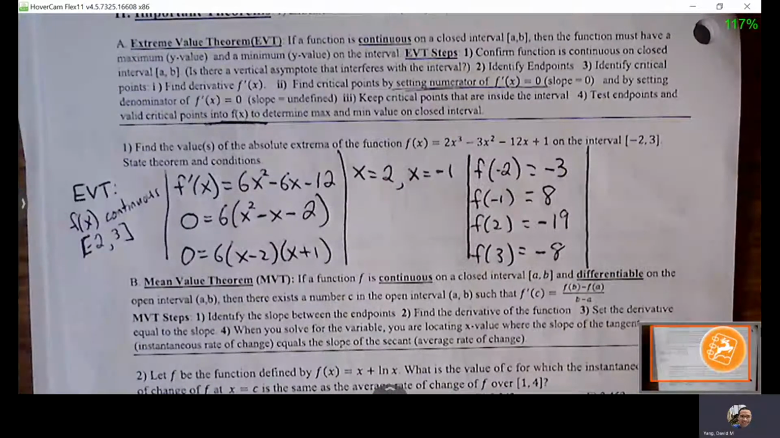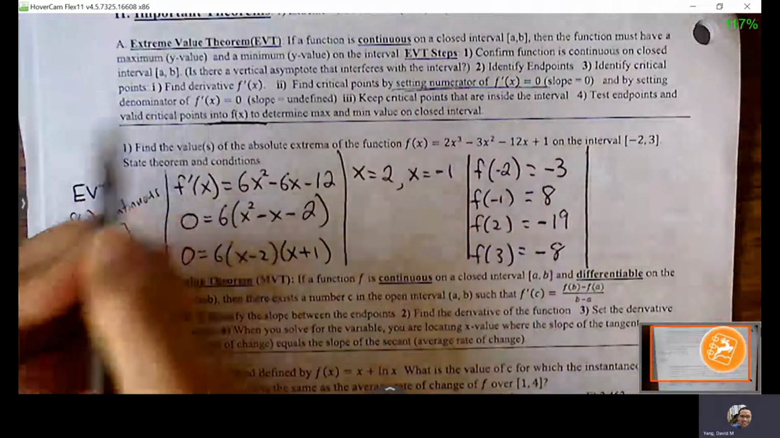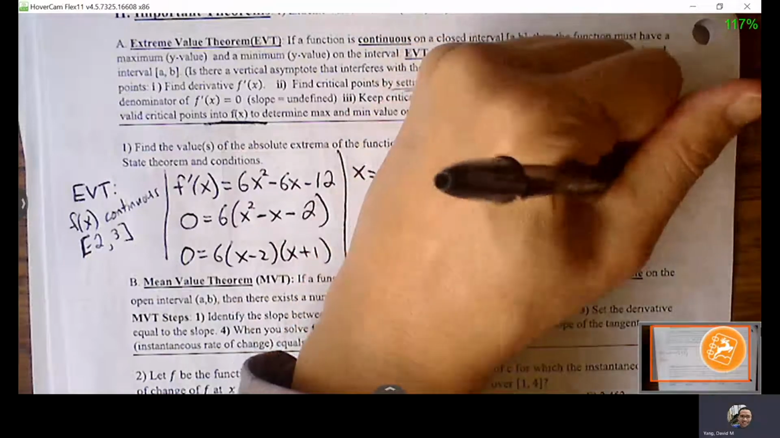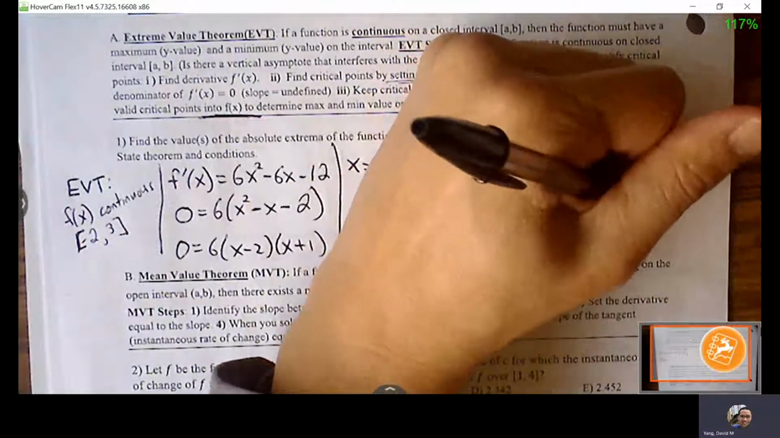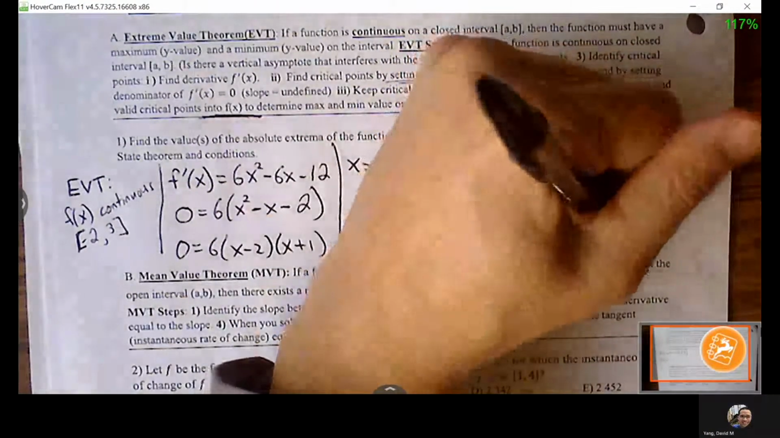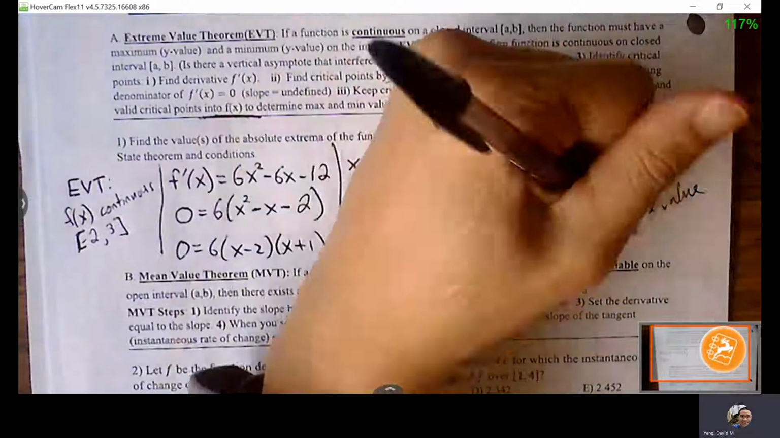Okay. Now, absolute max and absolute min, we only care about the y value. Okay. So what's the absolute min value? It's -19. Don't even worry about the x. Okay. Absolute max value is what? 8.